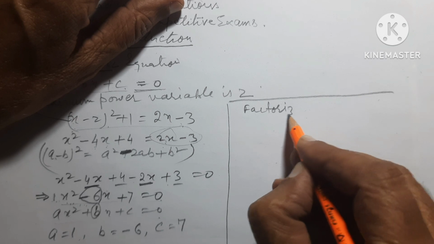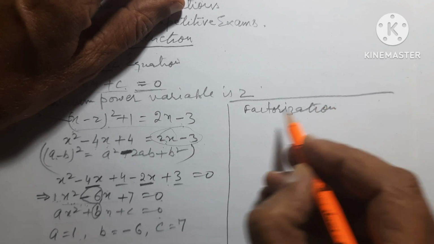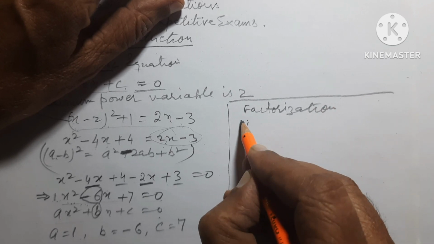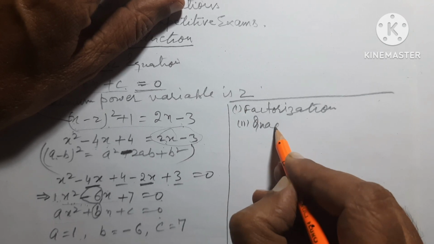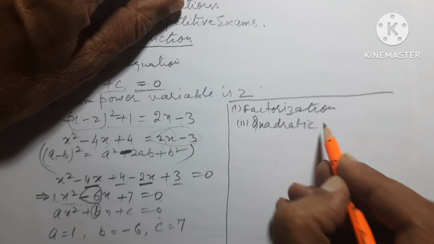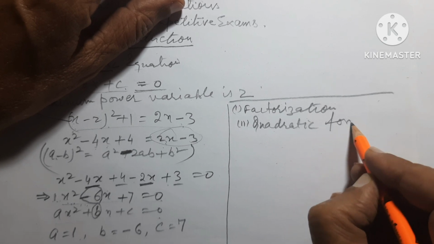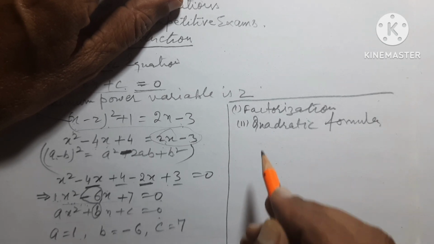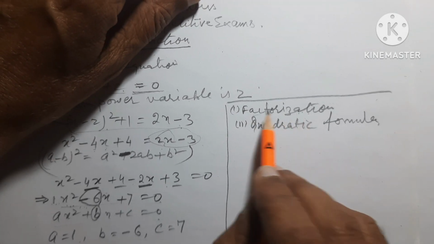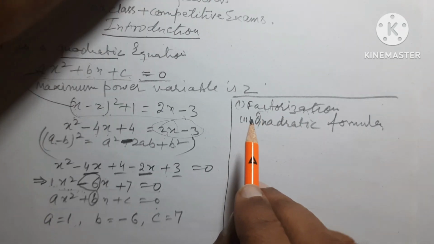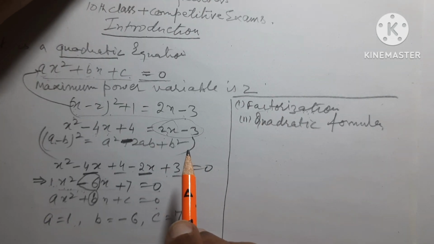There are two methods to solve it. First is factorization. Second is the quadratic formula. Let us take one example with the help of which we'll discuss how to solve it by factorization.